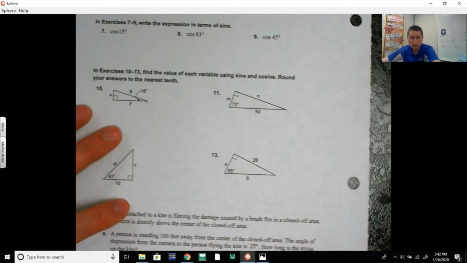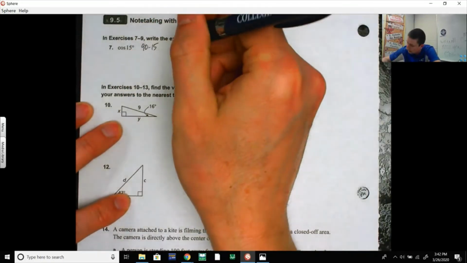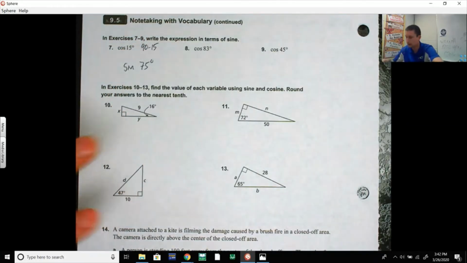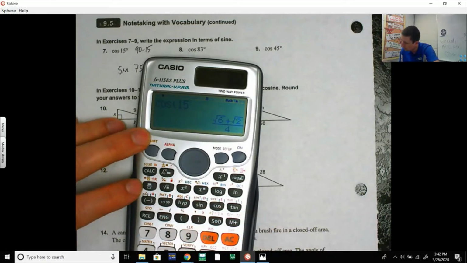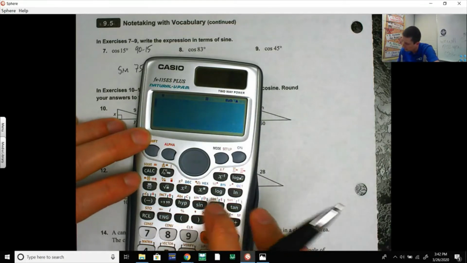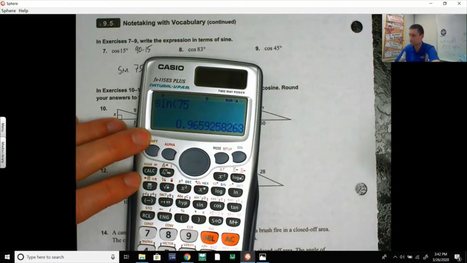Write the expression in terms of sine. So same thing, 90 minus 15 is 75, so that'd be the sine of 75 degrees. You can use your calculator and check it out. Cosine of 15, ooh, we don't need that fanciness, there we go. 0.9659, and the sine of 75, 0.9659.